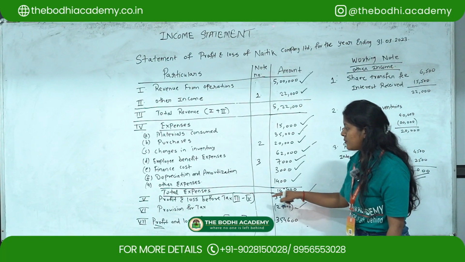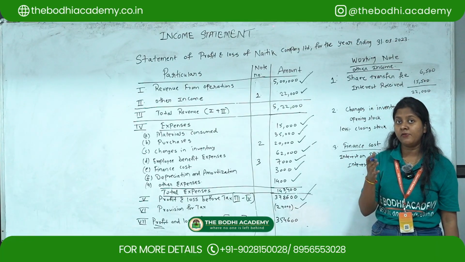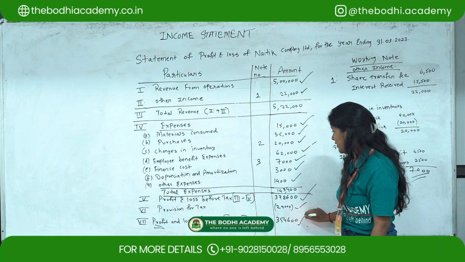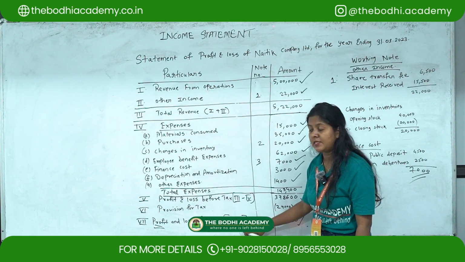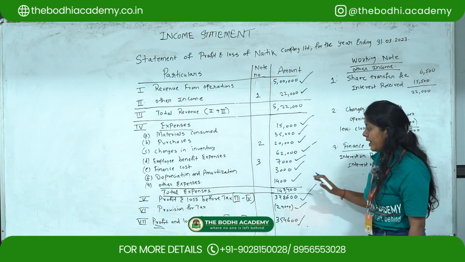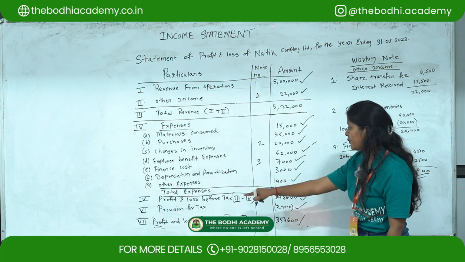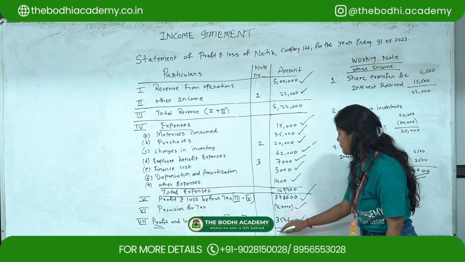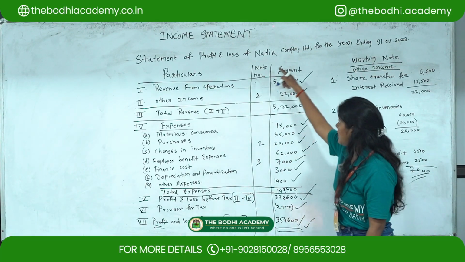This you have to minus with provision for tax in order to know whether it is a profit or a loss. So here it is a profit. So for this step you have to do 5th minus 6, that is profit and loss before tax, 3,78,600 minus provision for tax, which is 24,000. You'll get 3,54,600. So it means that there is a profit for this company.